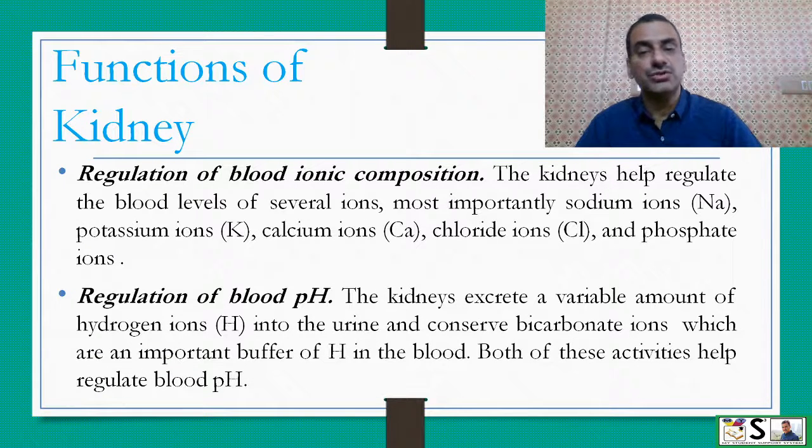Next function is regulation of blood ionic composition. The kidneys help to regulate blood level of several ions, most importantly sodium ion, potassium ion, calcium, chlorides and phosphate ions. Regulation of blood pH. The kidney excretes a variable amount of hydrogen ion into the urine and conserves bicarbonate ion, which are important buffers in H concentration in the blood. Both of these activities help to regulate blood pH.